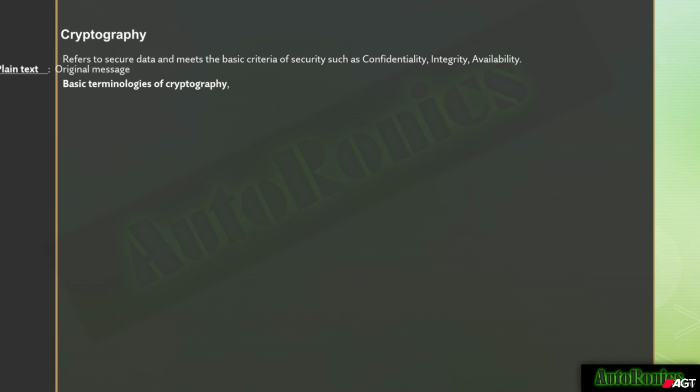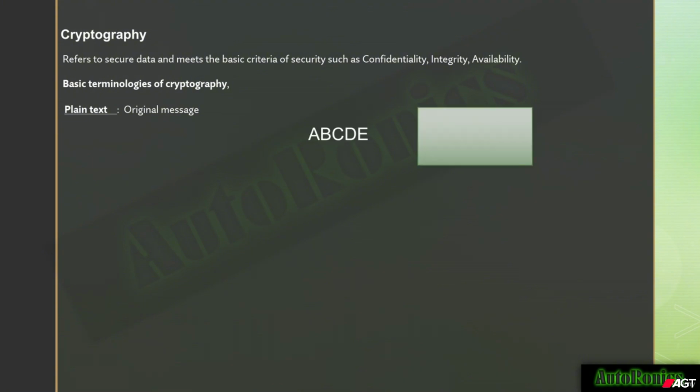First, the plain text, which is nothing but the data which the sender wants to send to the receiver, the original message. Let's take an example where A, B, C, D, E is the original message, and here comes the concept of key and cipher.